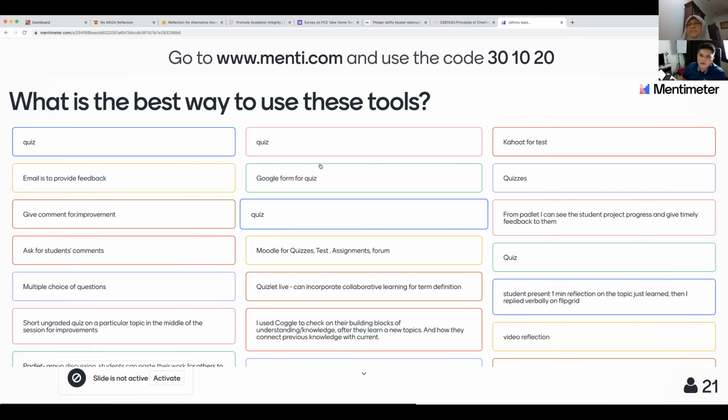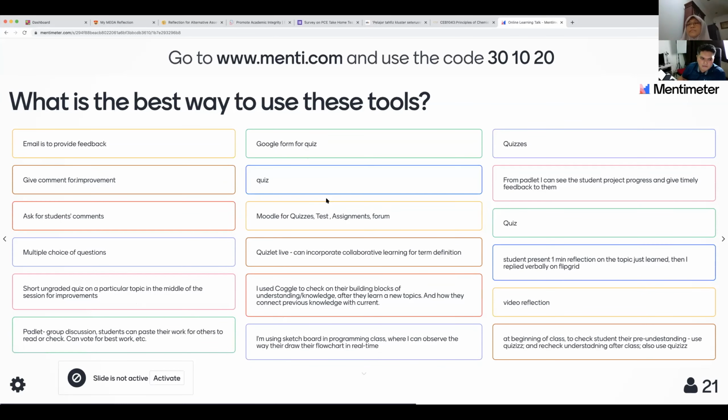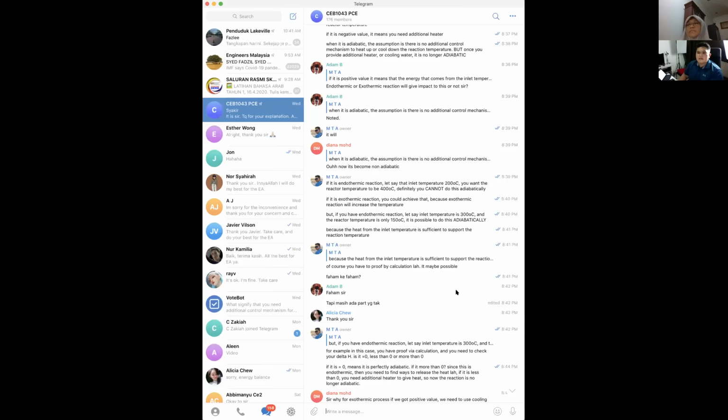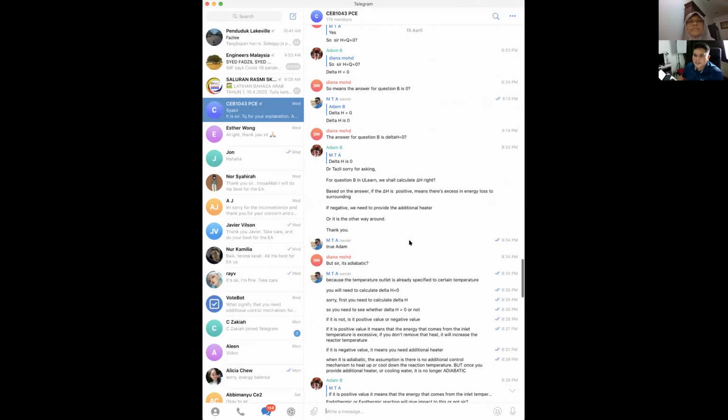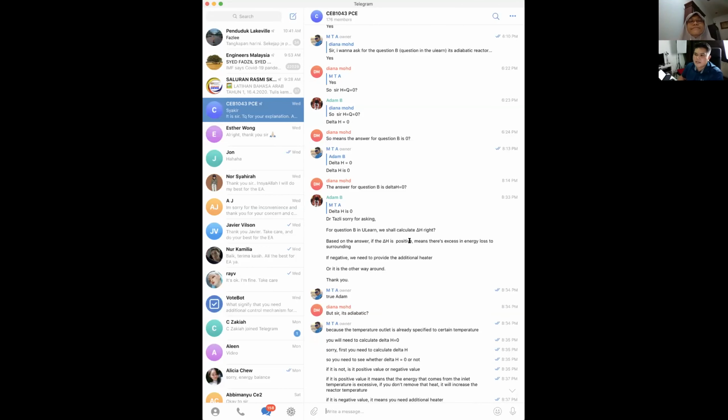Okay, so one of the examples that I could share with you is when I started to use Telegram. I want to show you the Telegram here, just to see whether you see the Telegram or not. All right, here. So this is the Telegram group for my students, which I created purposely, recently when this MCO came in.